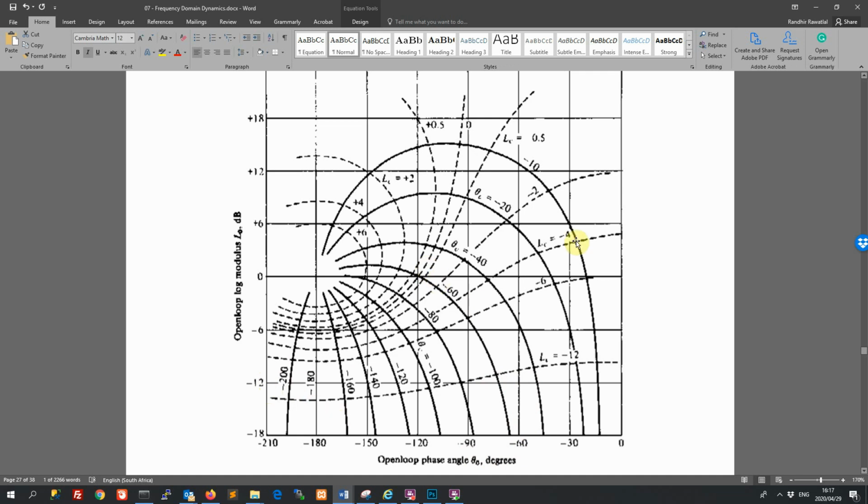However, we also have these other contours. You can see these solid curves here, and these dashed lines. So the dashed lines are the closed loop log modulus, and the solid lines are the closed loop phase angle. And so if we choose a point here, we said minus 60, minus 12, then we can say that's equivalent to a closed loop value of perhaps minus 14 for a closed loop log modulus. And then looking at the angles, that's something like a minus 50 closed loop phase angle.